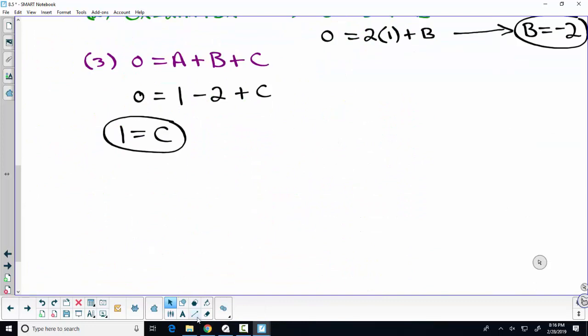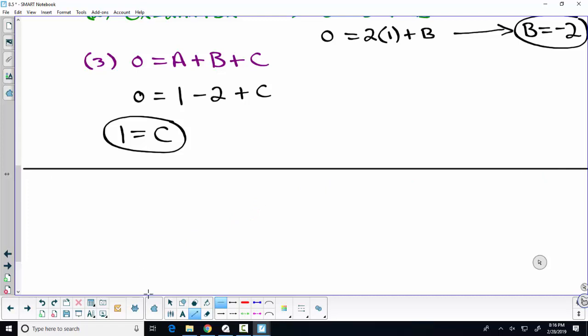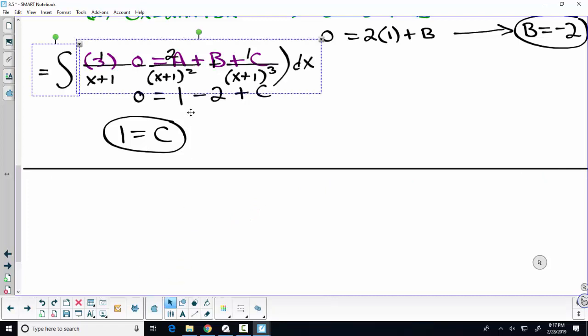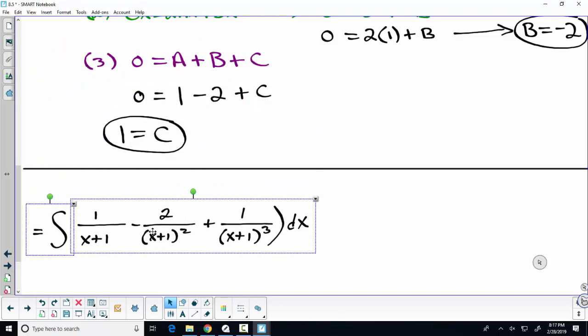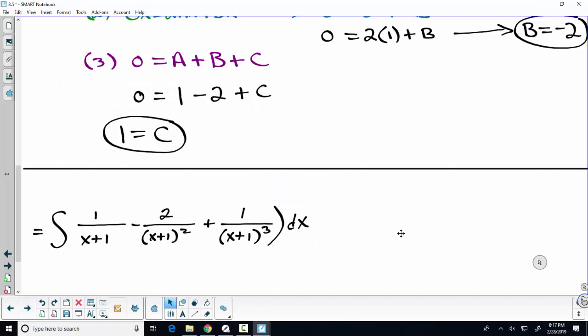Let's do that down here. I'll just copy that and make it different. All right, first one, 1 over x plus 1, that's in log form. What about the -2 over (x+1) squared and the 1 over (x+1) cubed? Minus 2.